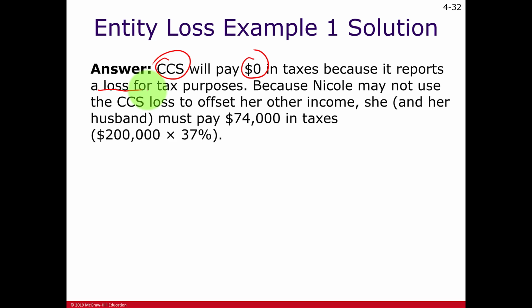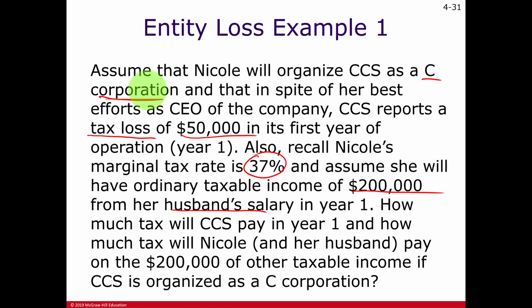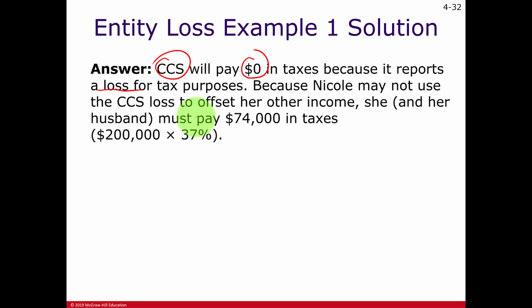But doesn't the loss flow through to Nicole and she can deduct it on her return? Well, that would be true if you were looking maybe at an S corporation. Here we have a C corporation that keeps its income and losses. And again, the 50,000 loss will be carried over to next year for CCS. So Nicole and her husband will be taxed on his salary times their rate, or here's 74,000 for the year.